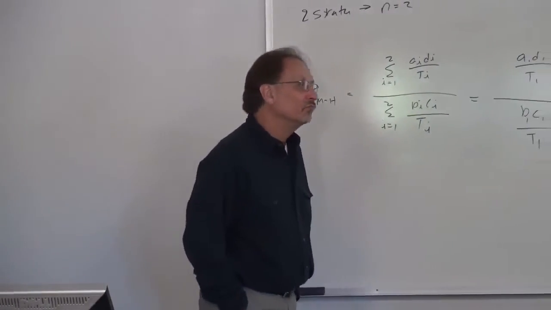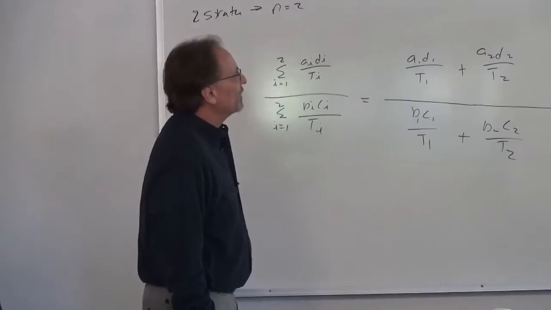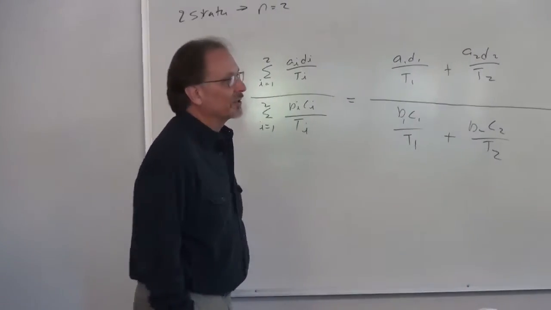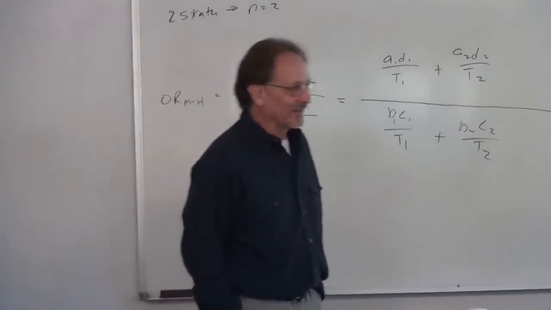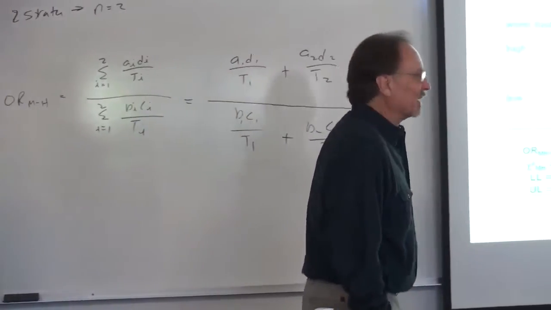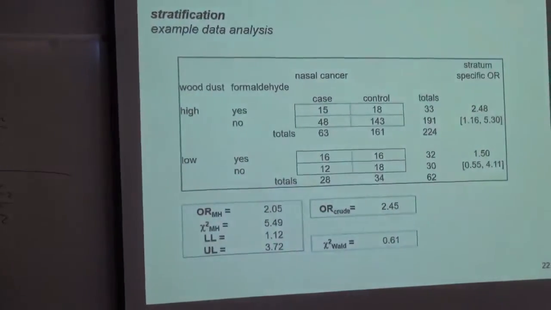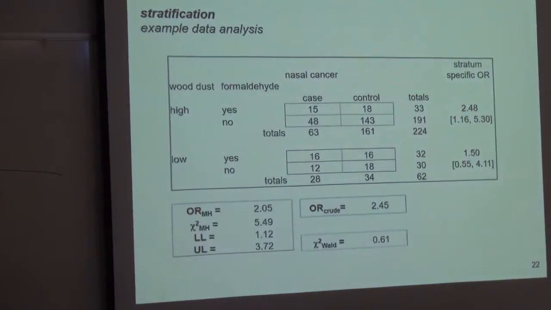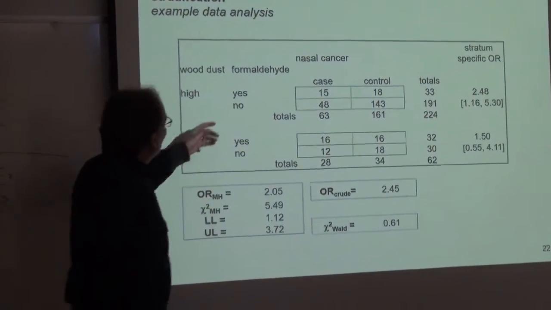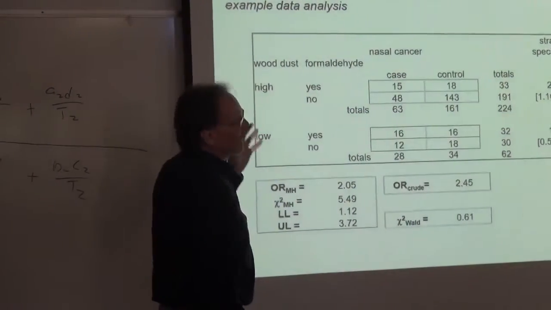Let me go through one more stratification example, which is different, and then we'll take a break. This is one where we have risk for nasal cancer, and whether or not there's formaldehyde present. This is in a woodworking shop.